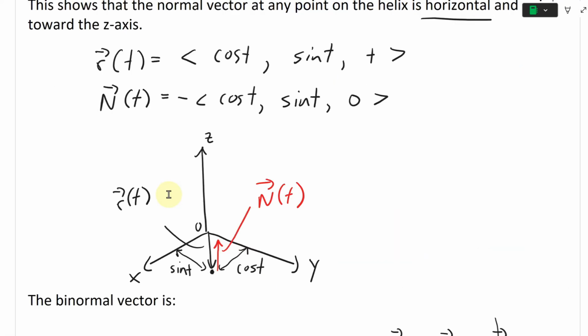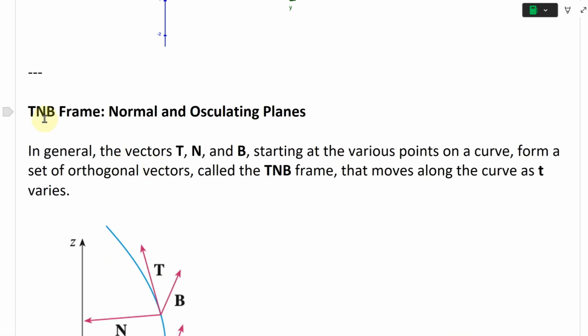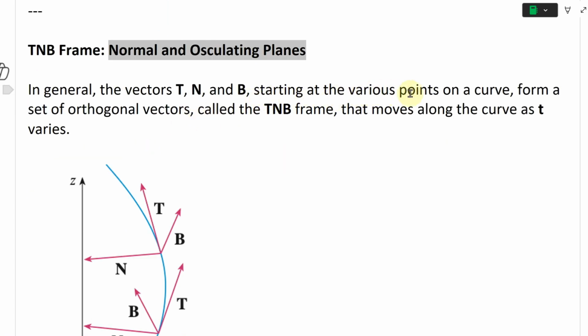All right, so going further, all of this, these tangent vectors moving across the curve, brings us to the T, N, and B frame, in other words, the tangent, normal, and binormal frame. I'll also go over the normal and osculating plane. In general, the vectors T, N, and B, starting at the various points on a curve, form a set of orthogonal vectors called the TNB frame that moves along the curve as t varies.